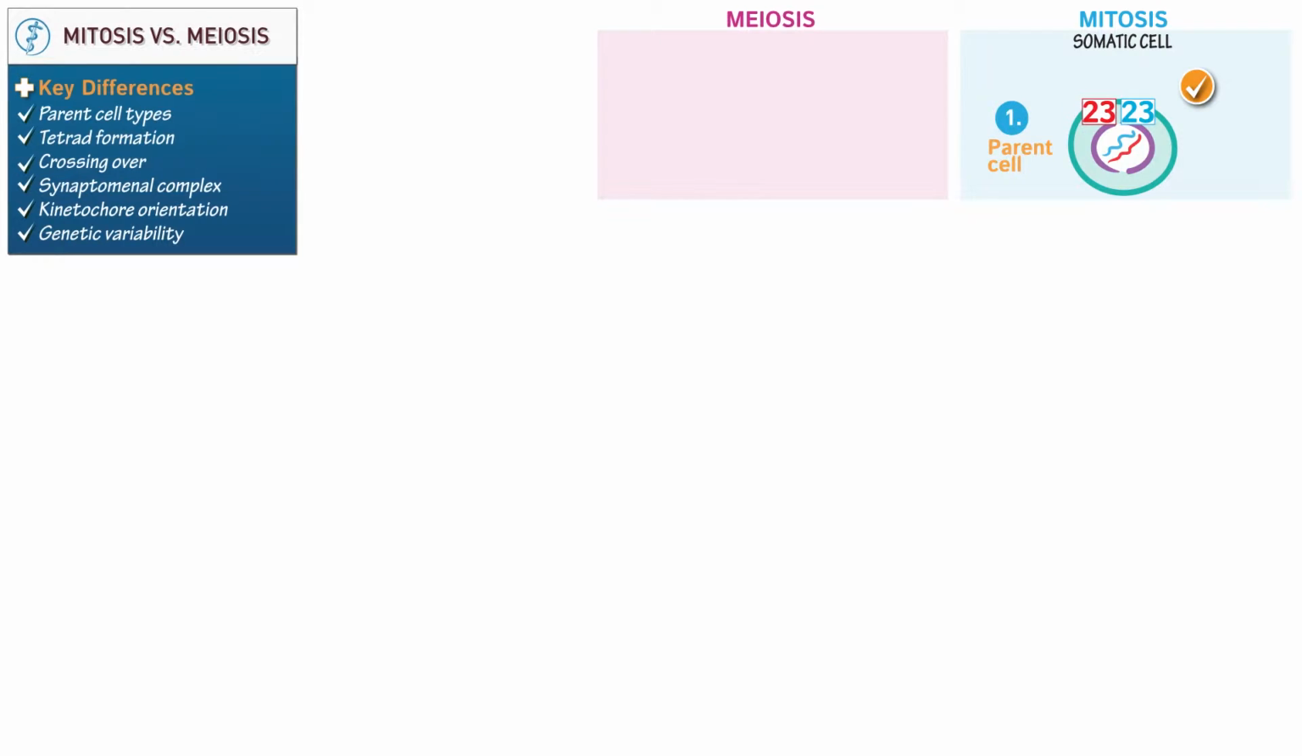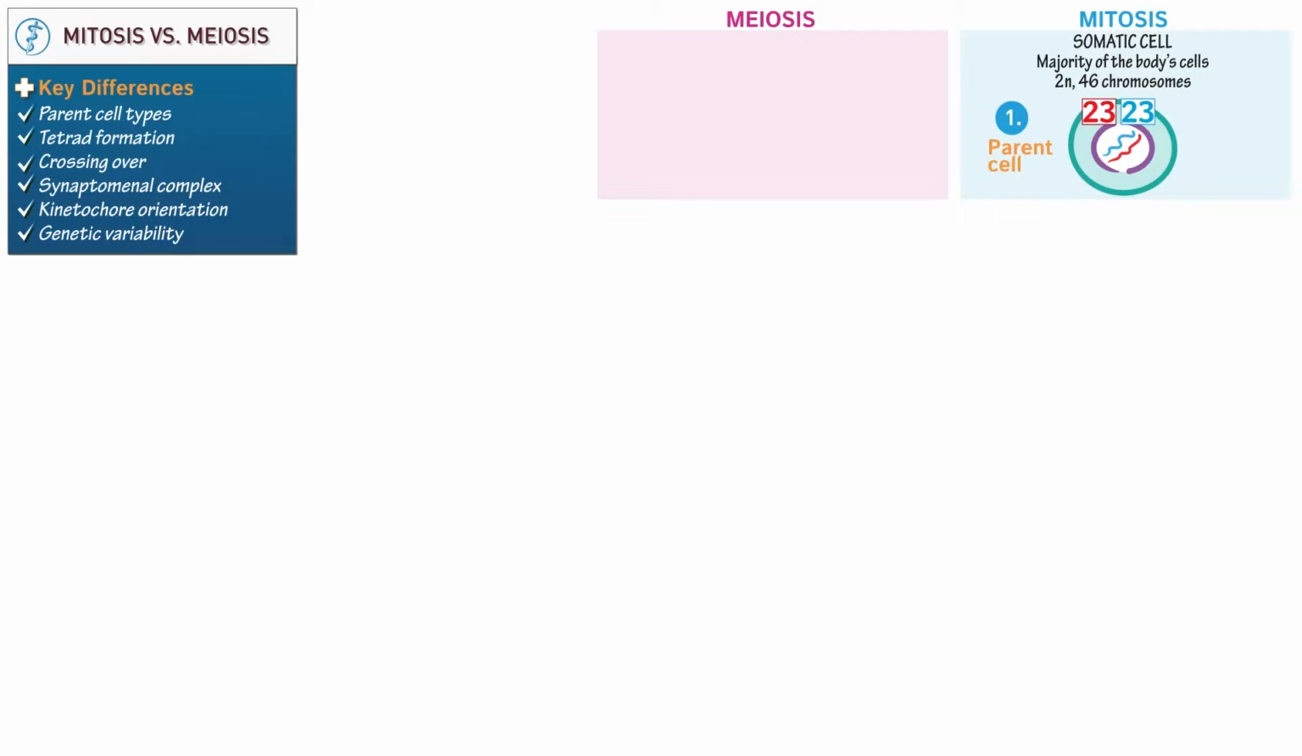Let's begin with the parent cells, the first key difference between the two processes. For mitosis, draw a somatic cell with 2 sets of 23 chromosomes. Indicate that it's diploid, 2N, 46 chromosomes. Write that somatic cells comprise most of the body's cells.